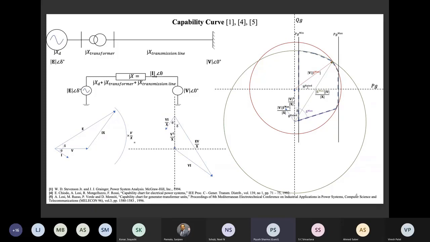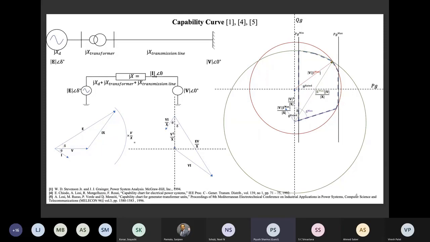So for a fixed value of theta rated, let us say theta rated equals 0, I will reach this particular point. Similarly, for different values of theta rated, let's say 30 degrees, I'll reach this point, 60 degrees, I'll reach this point, 90 degrees, I'll reach this point. We can get different points on this boundary, and we can connect those points to get this capability curve. This idea was presented in reference 4 and reference number 5.